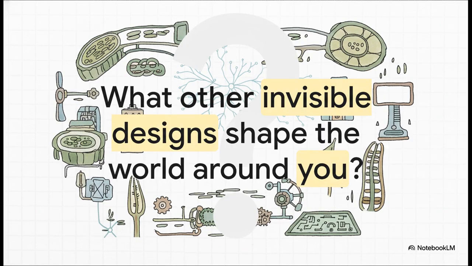Which kind of leaves you with a final thought, right? The connection between a plant's dead support cells and its incredible strength is this perfect, invisible design that shapes our world. So it makes you wonder, what other hidden blueprints are out there, quietly defining the rules for everything we see?